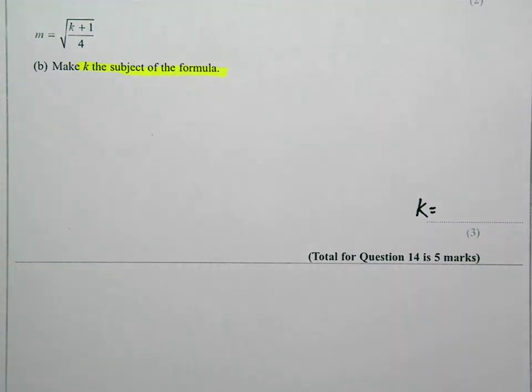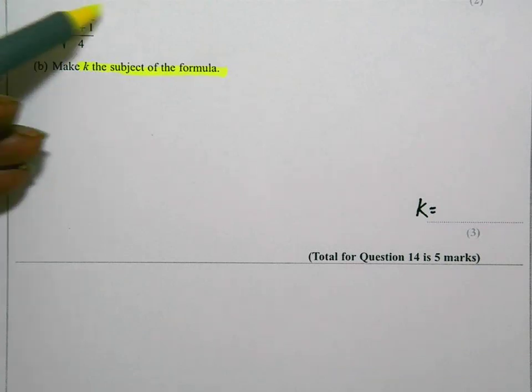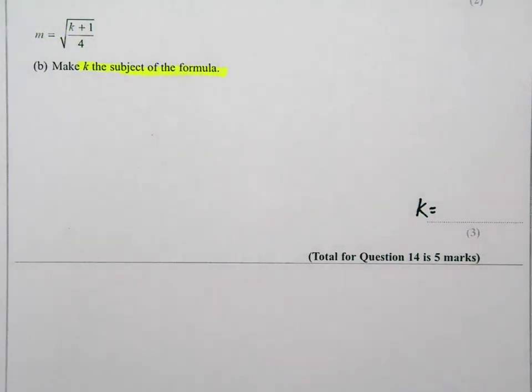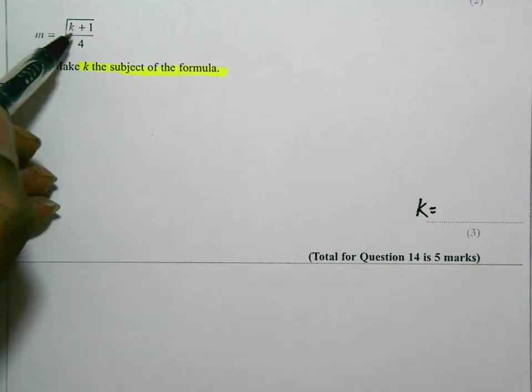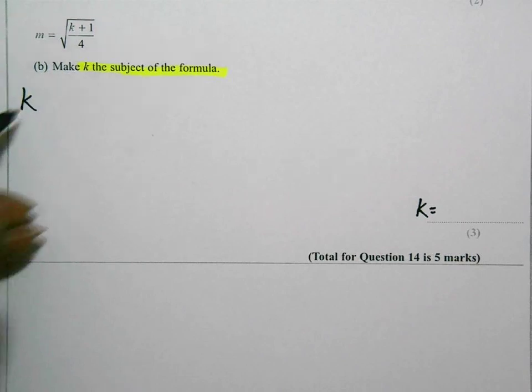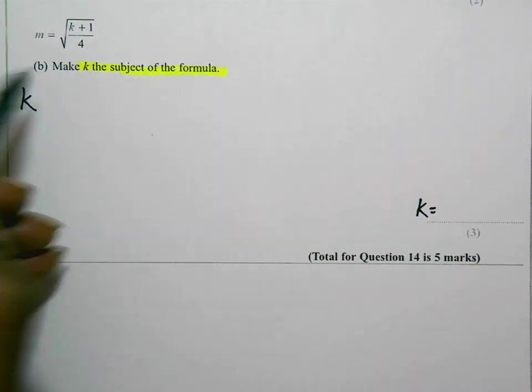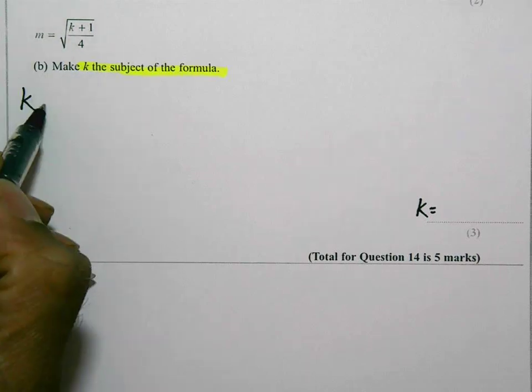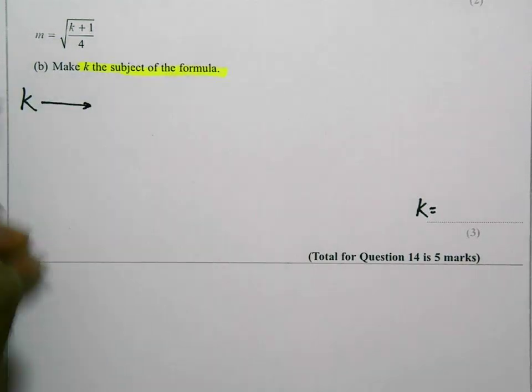Right now, just reading this, it says M is equal to the square root of K plus 1, divided by 4. Because there's only one K in here, I'm going to use a flow diagram technique to do this. To do this, I start off with K. That's really important. You start off with the thing that you want to make the subject of the formula. So think about exactly what's happening to K as you build up the formula.